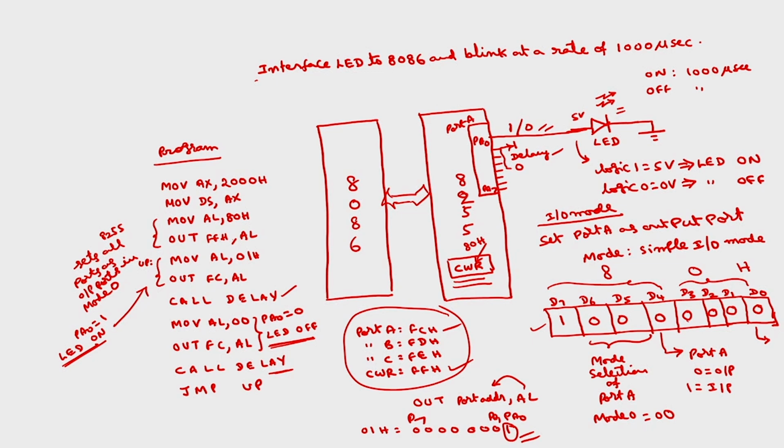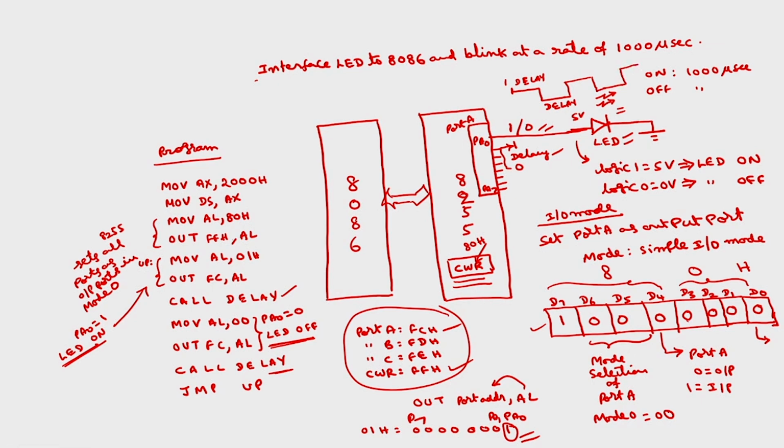Even if I want to generate a square wave, also the same program. Instead of connecting this LED, if I connect to the CRO, because here we are getting 1 for some time, this is logic 1, some delay, then we are making logic 0 with same delay, and then you are repeating this 1 and 0, 1 and 0, which is nothing but a square wave.